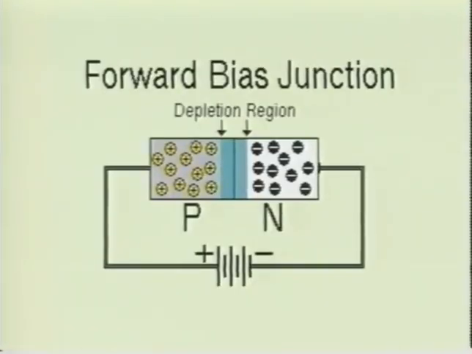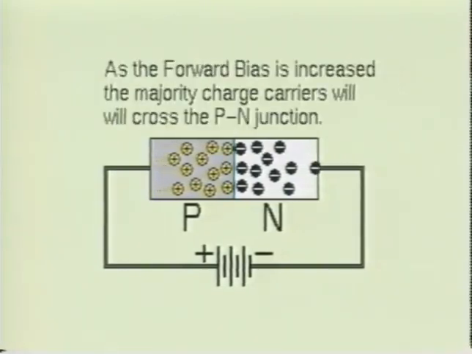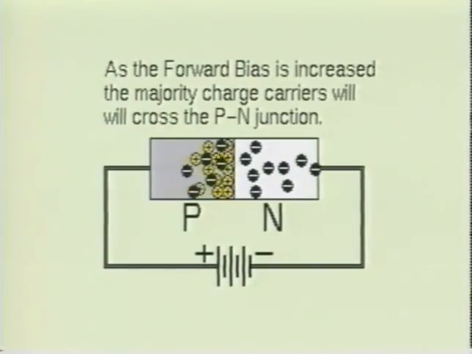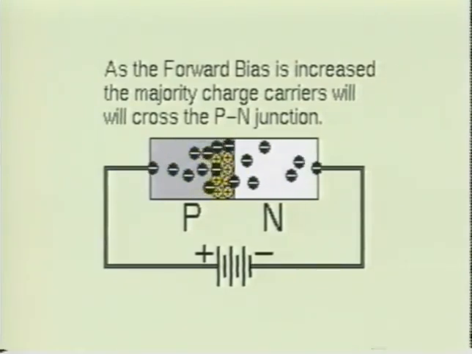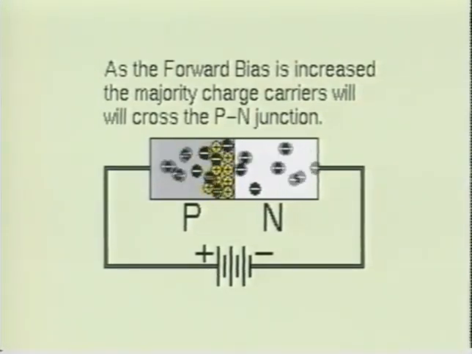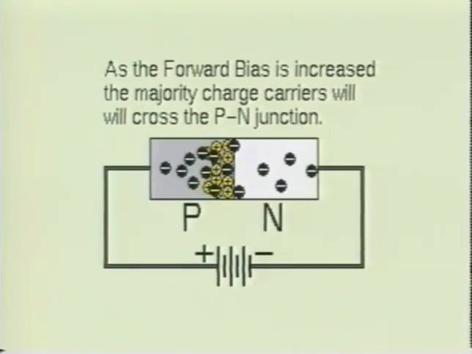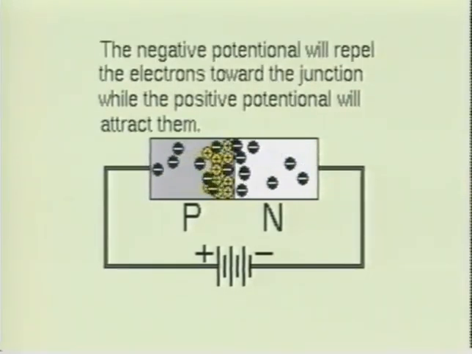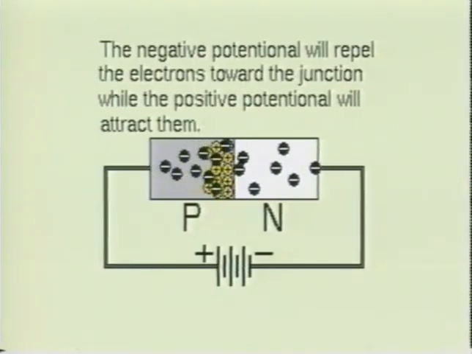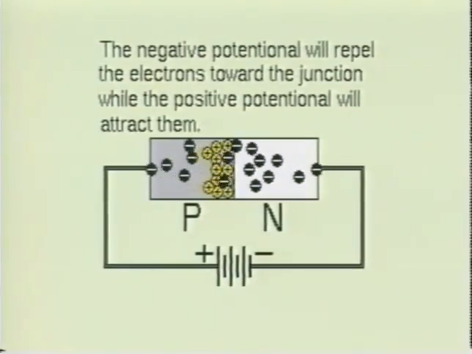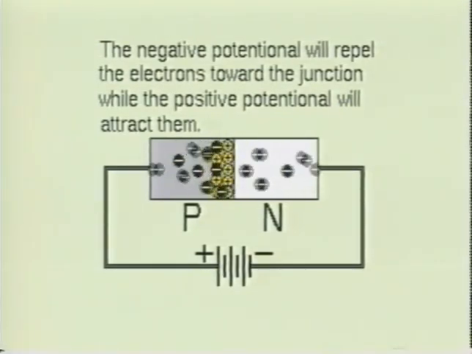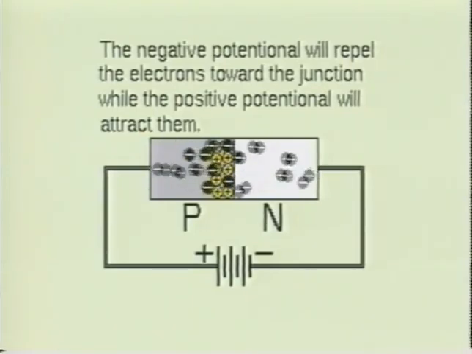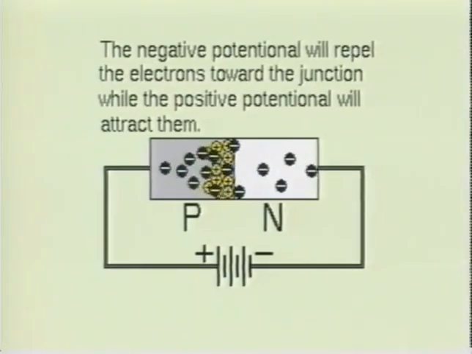When a positive bias is applied to the p material and a negative bias is applied to the n material of the semiconductor device, it causes the majority charge carriers to flow toward the p-n junction. This is referred to as a forward biased p-n junction. If enough bias voltage is applied to the device, it will cause the depletion region to disappear and allow current to flow through the device. The negative bias on the n material will repel the electrons toward the p-n junction and at the same time attract the holes in the p material. In the same respect, the positive bias on the p material will repel the holes toward the p-n junction and attract the free electrons toward the positive bias.